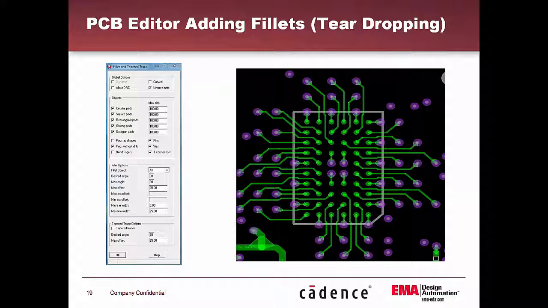And then the last thing is we can also add fillets or teardropping to a design. Now the reason we'd want to do this is especially when we get into fine line design. So this is that 0.65 millimeter component. These are 4 mil traces and spaces in here.